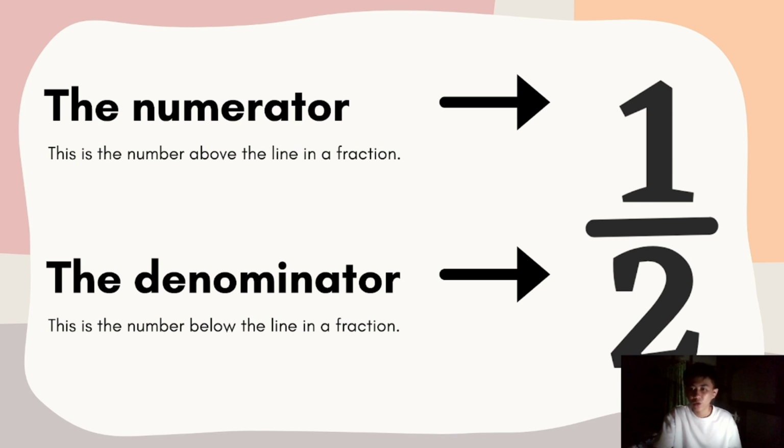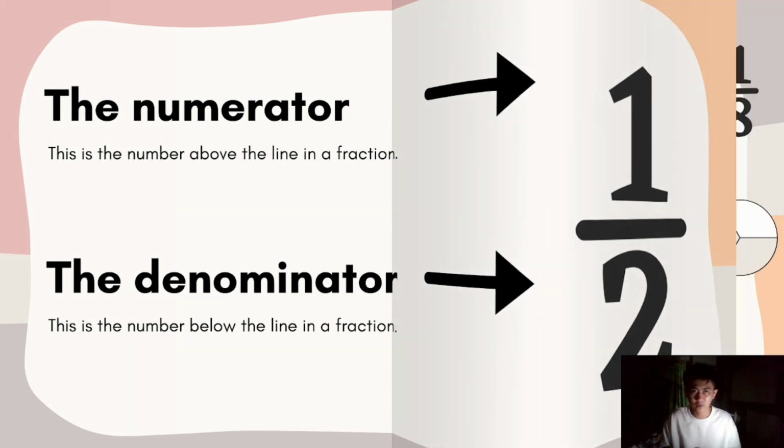We write fractions with the numerator above a horizontal or slanted line, and the denominator below it. An example of this is 1/2. Here, the number 1 is the numerator and the 2 is the denominator.